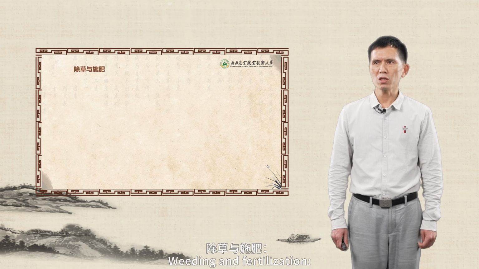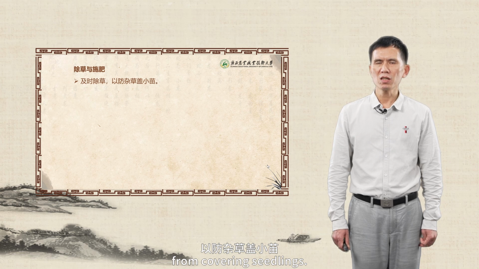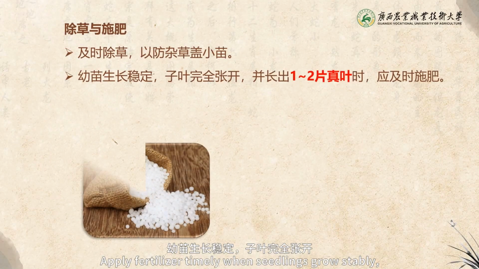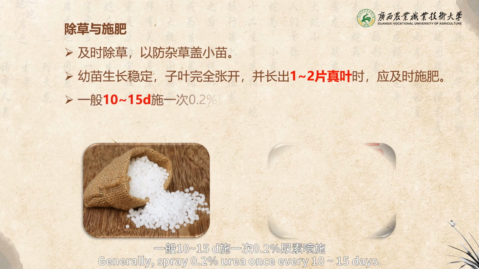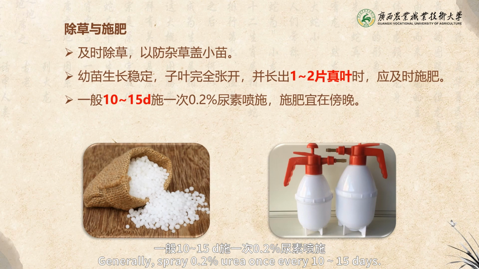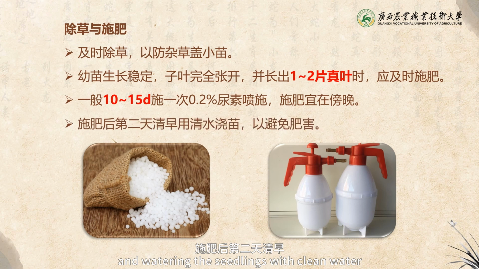Weeding and fertilization. Timely weed to prevent weeds from covering seedlings. Apply fertilizer timely when seedlings grow stably, cotyledon unfolds fully, and 1 or 2 true leaves develop. Generally, spray 0.2% urea once every 10 to 15 days. Applying fertilizer in the evening and watering the seedlings with clean water the next morning after fertilization is advisable to avoid fertilizer damage.